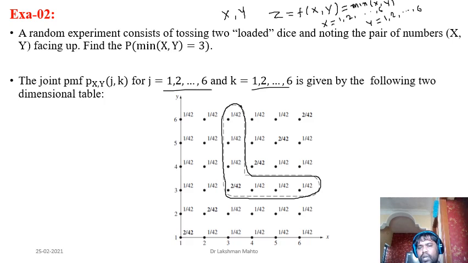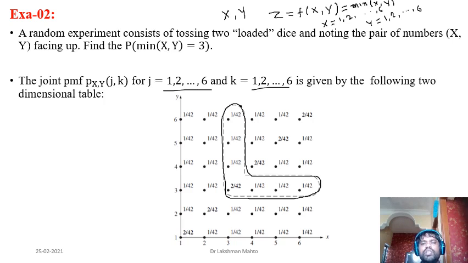Likewise, if you proceed this way, this one would be 3 comma 3. This would be 3 comma 4. Sorry, here 4 comma 3. This one would be 5 comma 3. This one would be 6 comma 3. So along this L-shaped region, you observe that Z is taking the value 3.